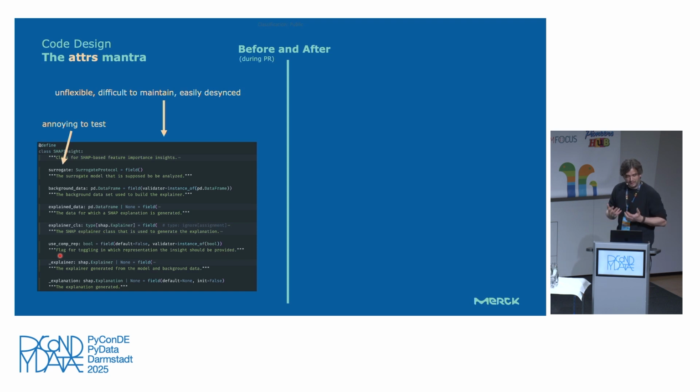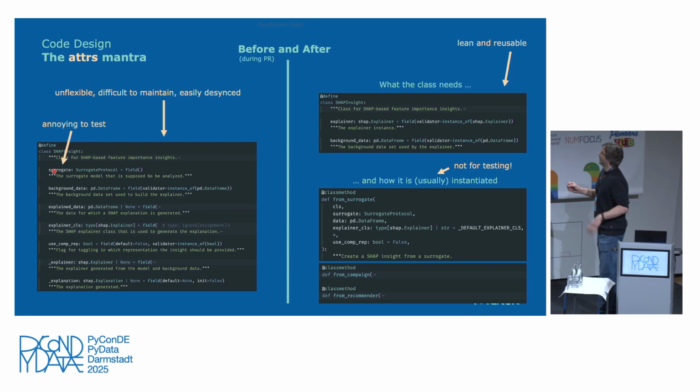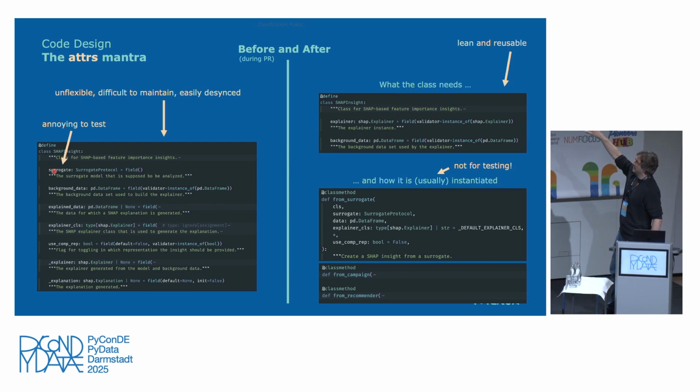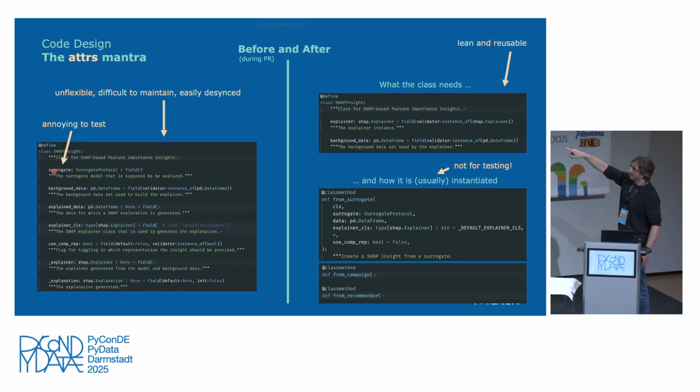But if you looked at this code with the attrs mantra in mind, you would quickly realize that, for example, the surrogate component here is not needed at all for the class object to work. It's only needed for initialization. So if you took the attrs mantra seriously and tore things apart, this is what you end up with, where the actual remaining class only has two attributes that it really needs to operate, and all the other attributes are only needed during initialization. So you completely decouple the class definition itself from the way you instantiate it.